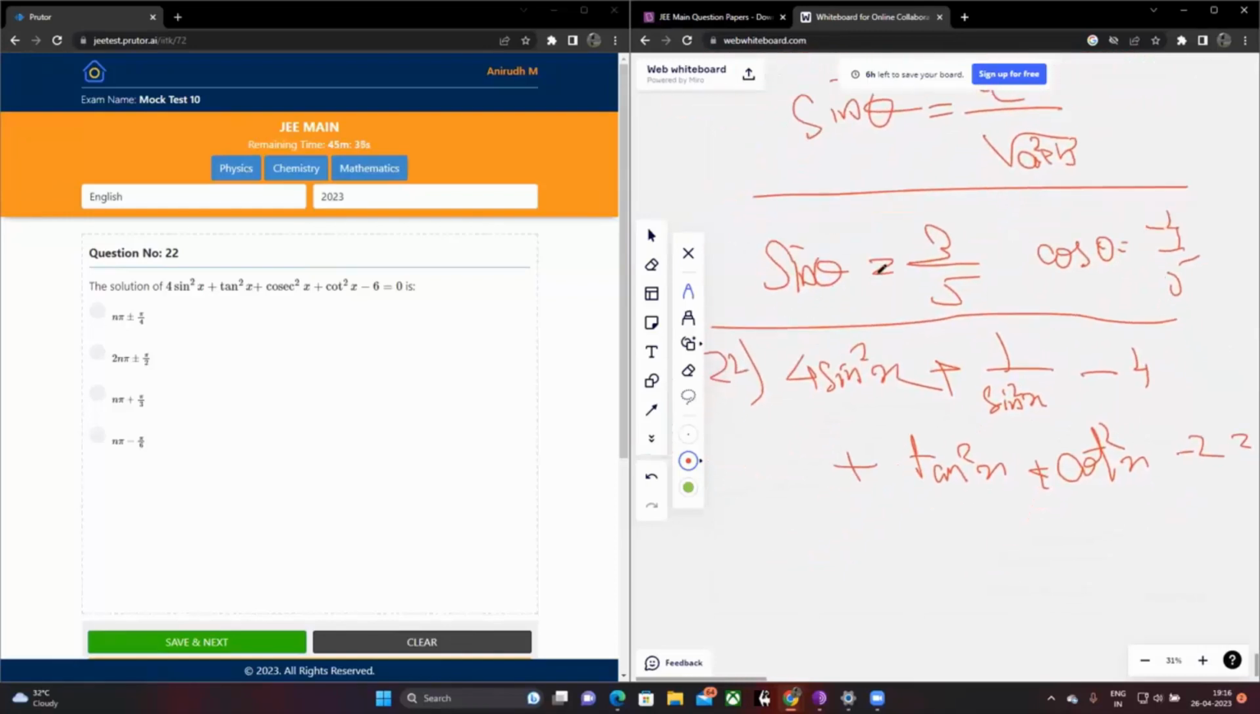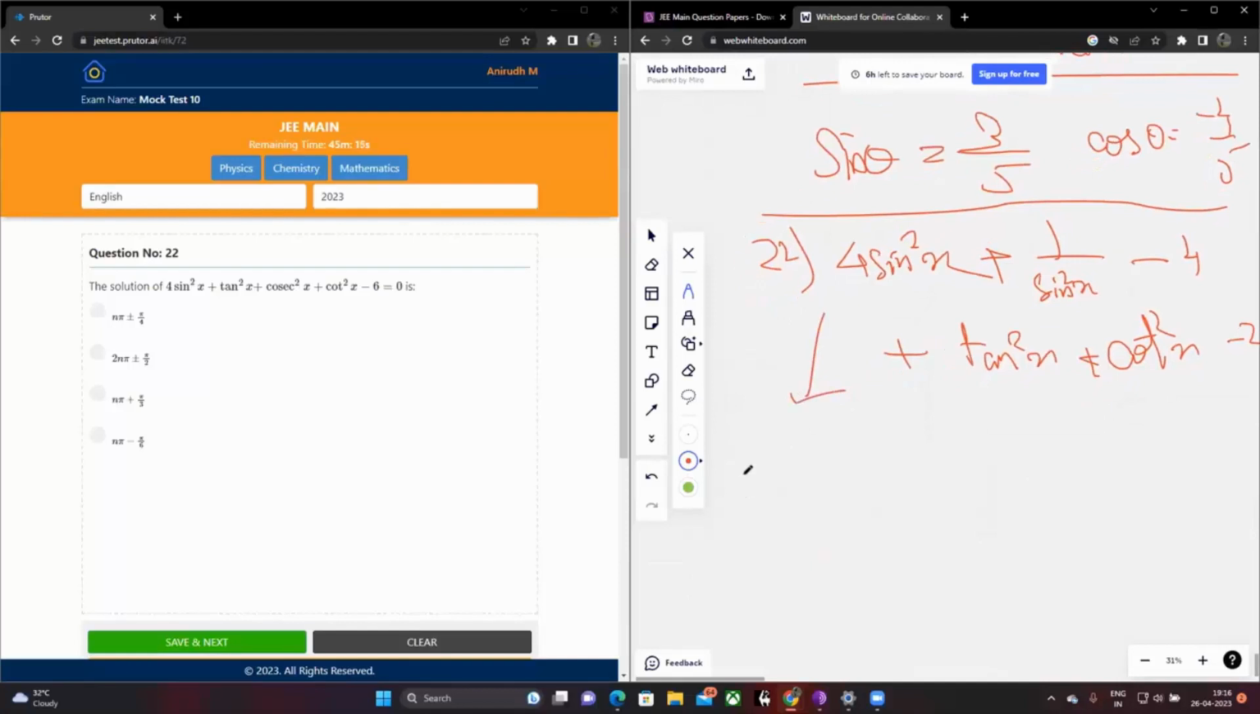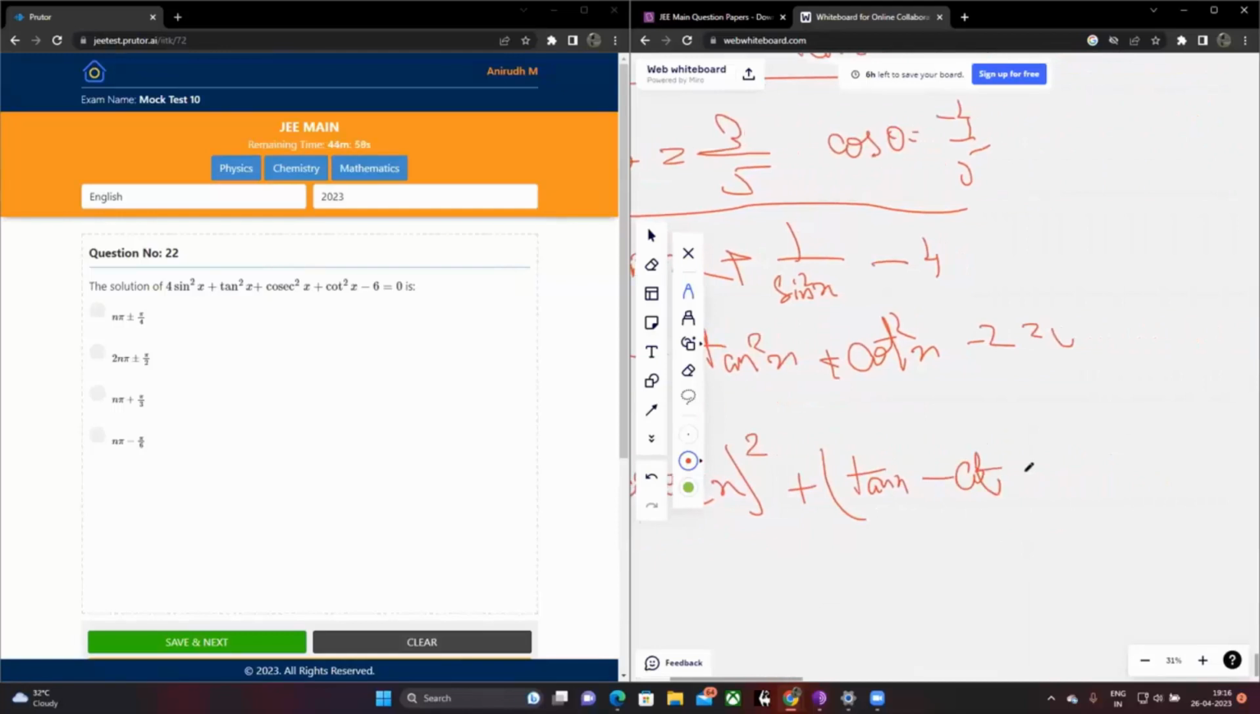You can see that this is 2 sin x the whole square. This is 1 by sin x the whole square, and 2 into 2 sin x into 1 by sin x, right? That's 4. And this is tan into 1 by tan plus tan square plus 1 by tan square minus 2 into tan into 1 by tan, right? So this basically reduces to 2 sin x minus cosecant x the whole square plus tan x minus cot x the whole square equaling 0.